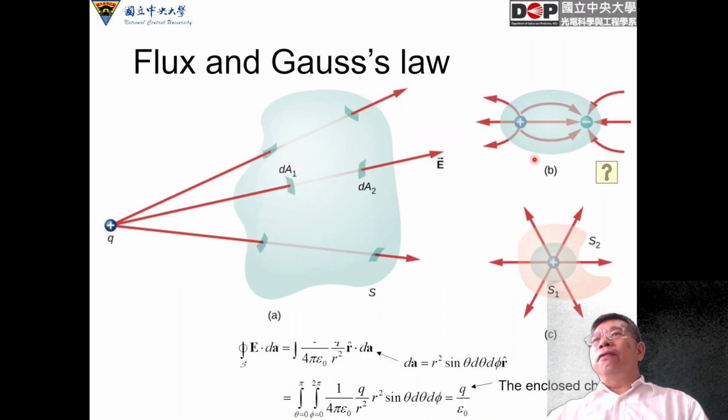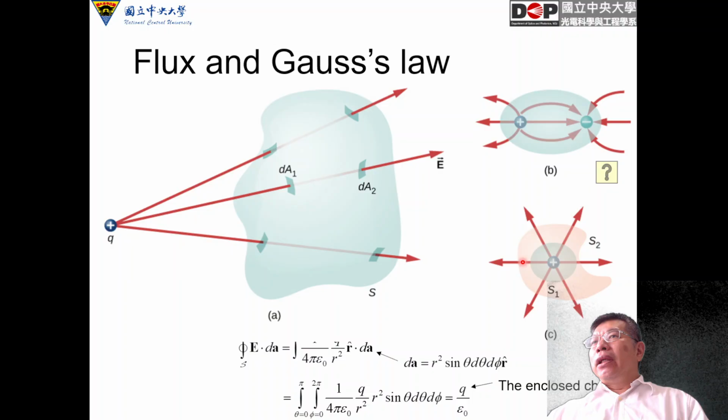But if you have an arbitrary shape, so you have a total charge here. It just simply goes out to infinity. So you just count it 1, 2, 3, 4, 5, 6. So there are totally 6. And regardless of what kind of funny shape you have, you'll count totally 6 anyway. So regardless of what kind of shape you have, you always have the same number of field lines going out of this surface.